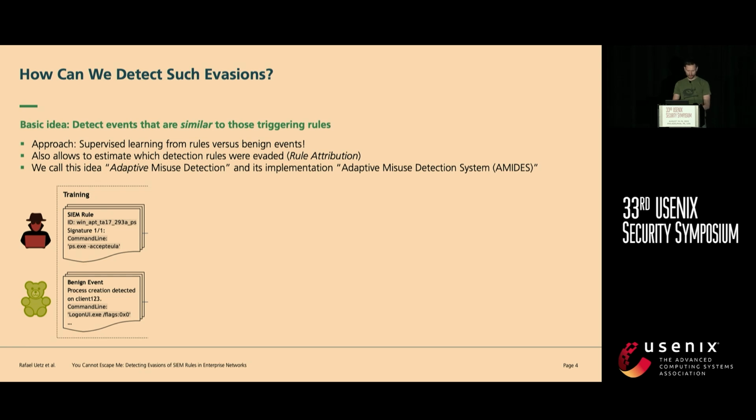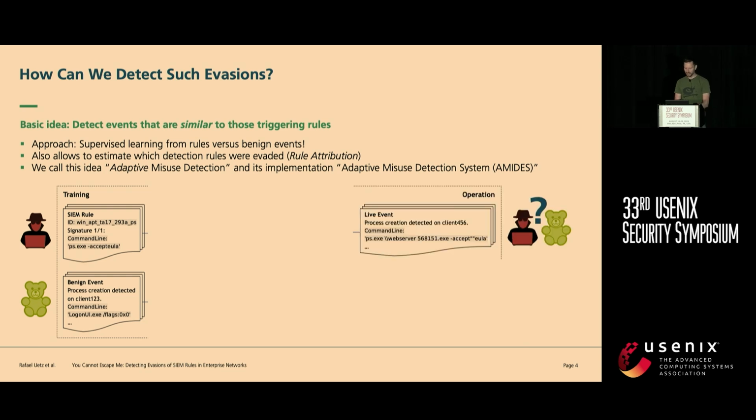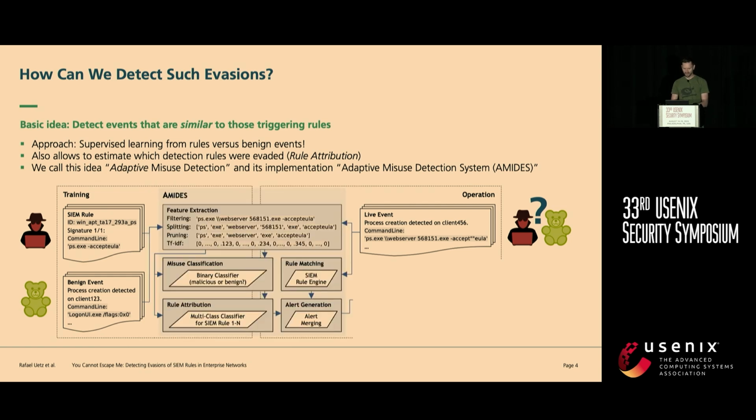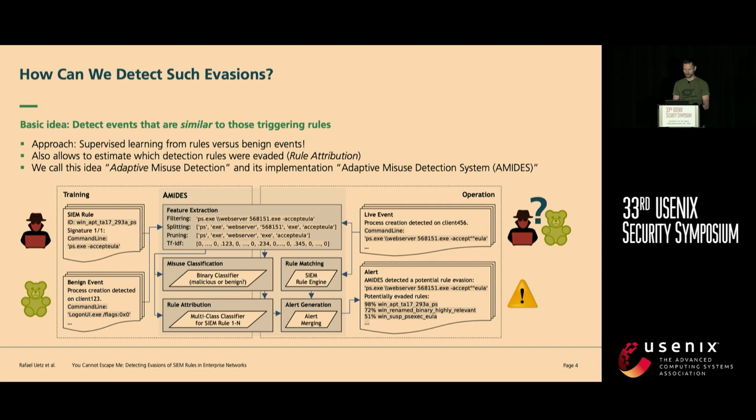It works like this. We train with SIEM signatures, in this case process creation rules versus benign events, and then during operation we input live events into the system and perform then some relatively straightforward feature extraction, which I'm not going into detail right now. Then we perform a binary classification, and if the binary classifier decides that the event is malicious, we can then perform a multi-class classification, which estimates which of the SIEM rules has been evaded. In parallel, we perform conventional rule matching, just to make sure that the machine learning algorithm does not miss any matches. And then we merge these alerts, and for example, in this case, we would find out that a rule has been tried to be evaded.